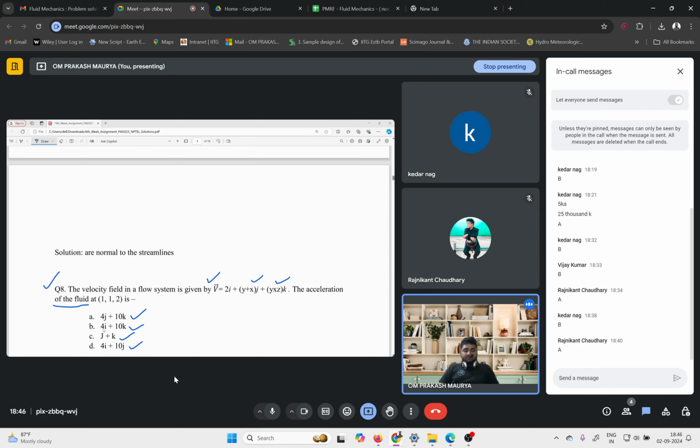To study such things, we have two descriptions, Eulerian as well as Lagrangian. Generally in fluid mechanics, we follow the Eulerian approach, not Lagrangian. Rajnikant is telling option C. Okay, I'll wait for 2-3 minutes more.